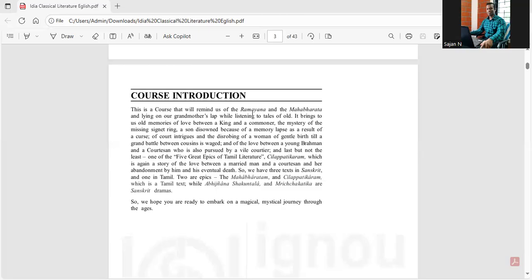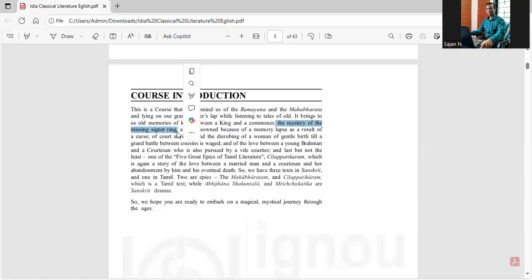And what was the line from where we went till this far? It brings to us all the memories of love between a king and a commoner. The mystery of the missing signet ring. So here again, concerning the missing signet ring, we already heard the story.